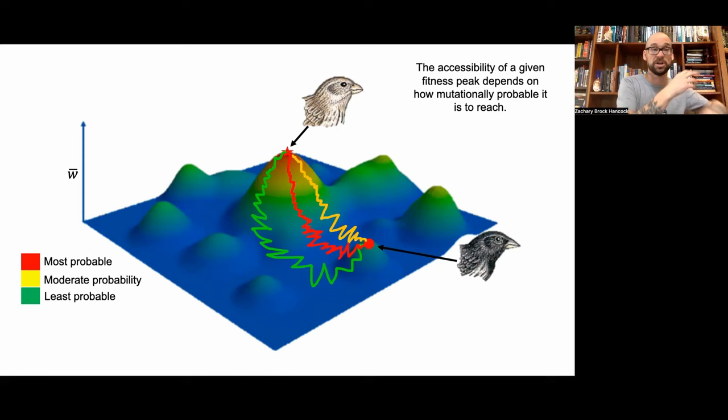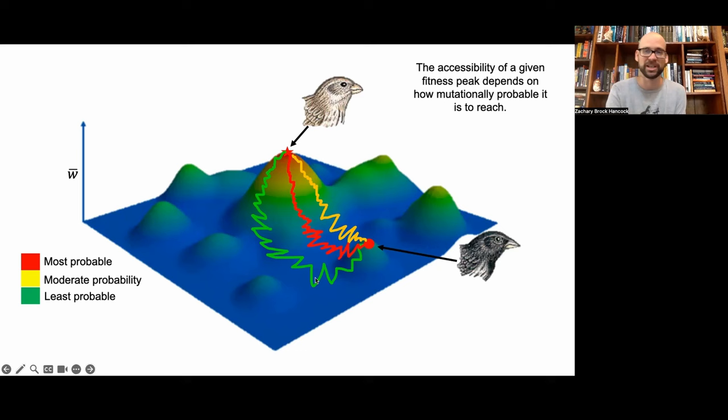So if you can reach a peak of fitness via parts of the genome that are hypermutable, right, then that's a much more probable path to that peak than if you have to wait on some part of the genome to evolve that's much less mutable, right? That's much less likely to actually have mutation. So I'm demonstrating that here: the red line is the most probable, the yellow has some moderate probability, and then the green path is the least probable.